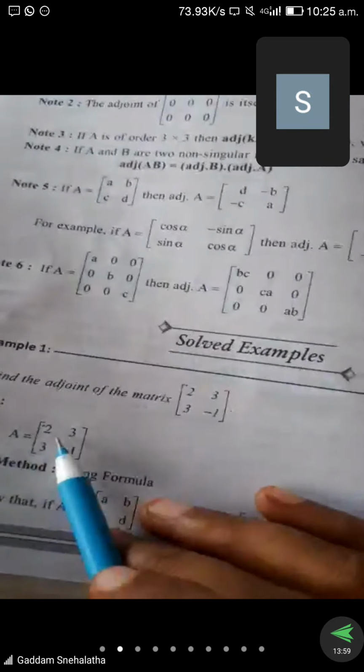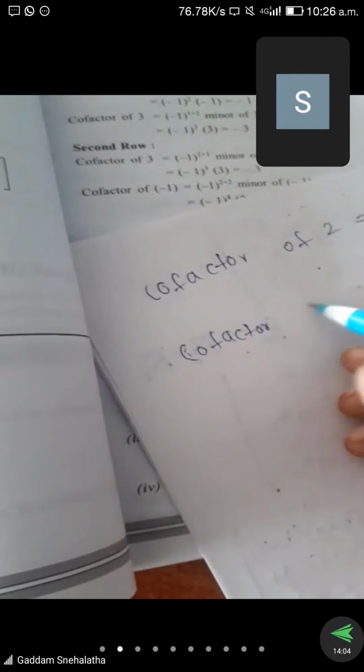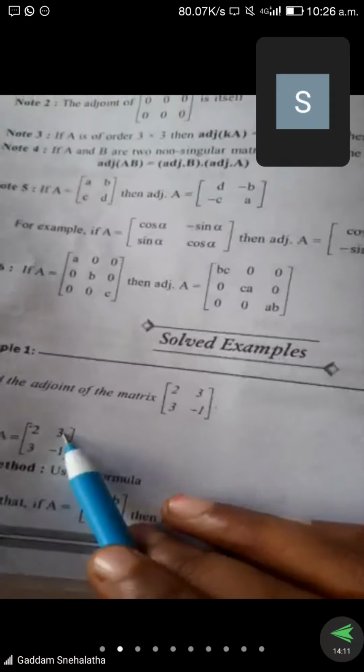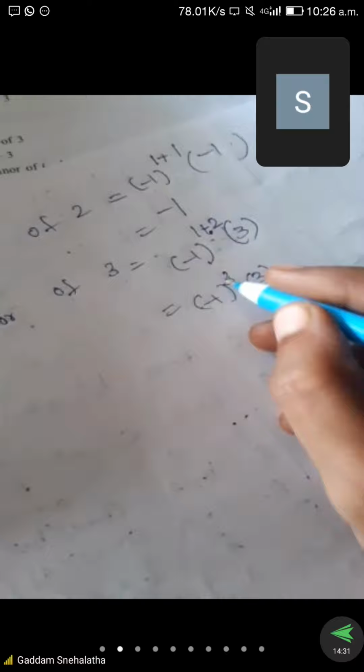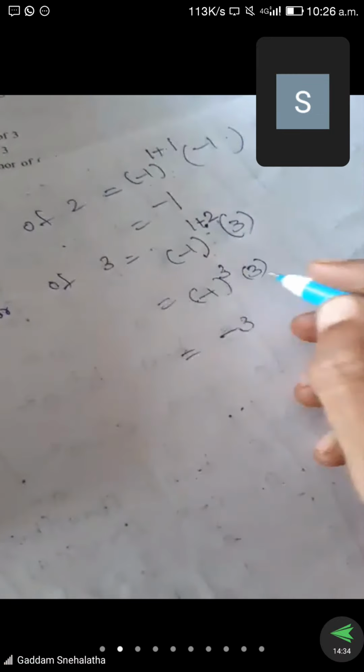So next, cofactor of 3 is equal to minus 1 whole to the power of row number plus column number. This is in first row, second column. So row number is 1 plus column number is 2 into. So if I leave this column and this row, what is the remaining element? That is the cofactor. So 3. So it is equal to minus 1 whole to the power of 3 into 3. So whole power 3, 3 is an odd number. So we get minus 3.